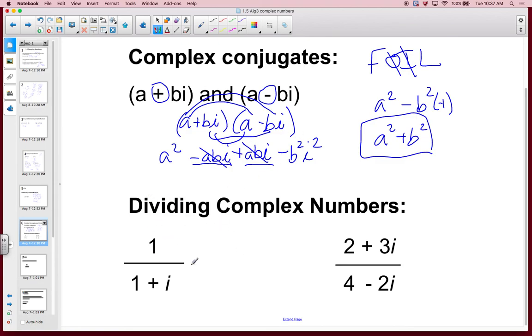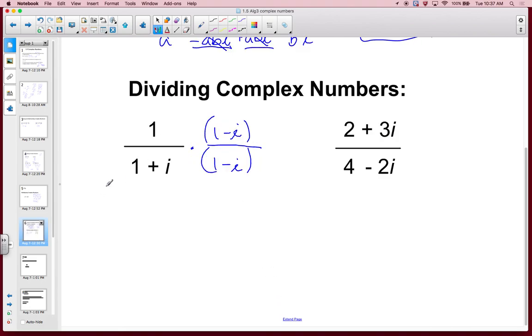When we're dividing complex numbers, we're going to multiply the top and bottom by the conjugate, because that will get rid of the imaginary solution in the denominator. So for this one here, we're going to have 1 minus i, because that is a conjugate and it will get rid of our imaginary solution. In the numerator, it's just multiplied by 1, so it's just 1 minus i.